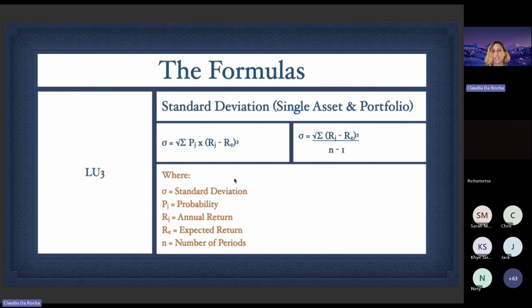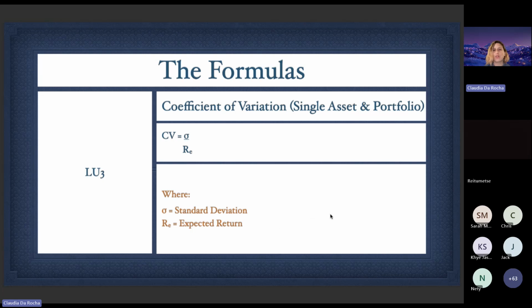As I said, standard deviation is calculating the risk on your asset and your portfolio of assets. Then we have coefficient of variation. This is the same formula for both a single asset and a portfolio of assets. Same formula: it is your sigma, or standard deviation, over your expected return. This is quite a simple one to remember, and again it also indicates risk.